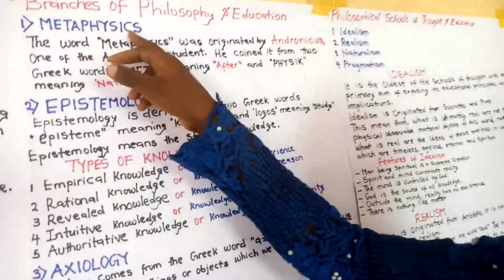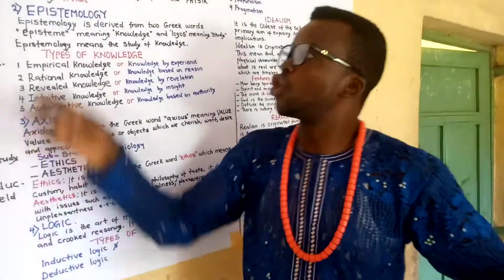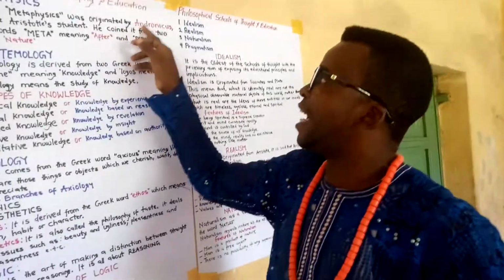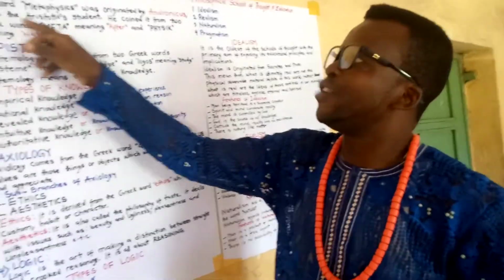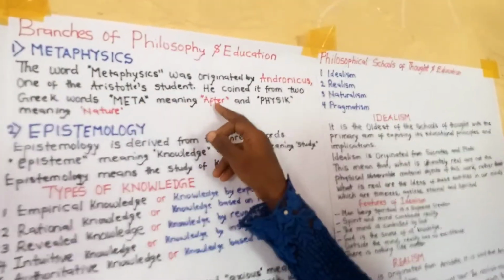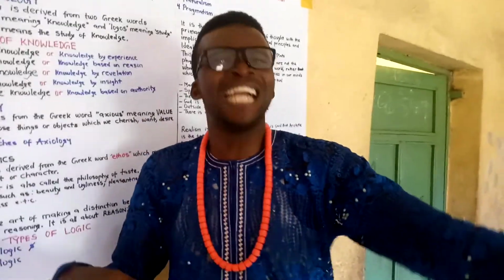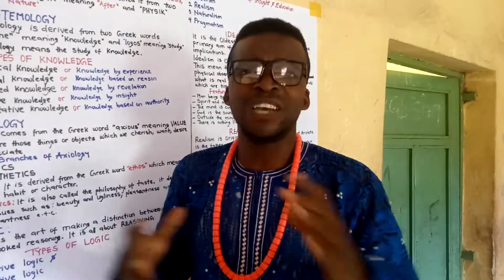When we talk about number one, metaphysics. Metaphysics is the science of reality. Metaphysics was originated by Andronicus, one of Aristotle's students. He coined it from 2 words, meta, meaning after, and physics, which means nature. Metaphysics is talking about beyond the physical, the theory of reality as a whole. That is what metaphysics is talking about.